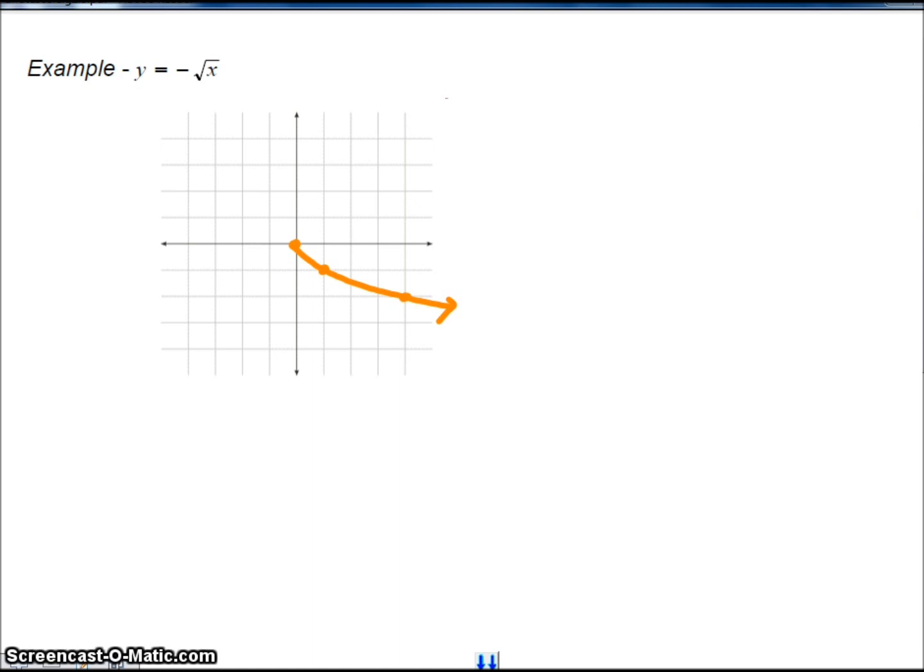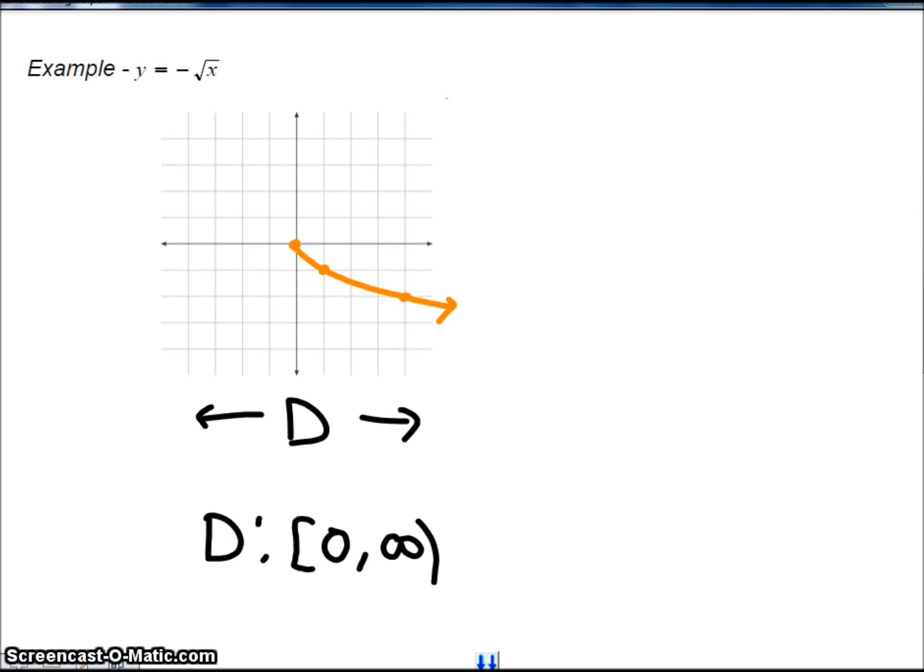You will also be asked to find the domain and range on a lot of these problems. So again, the domain is how far to the left the graph goes, how far to the right. In this case, it goes as far to the left as 0. It is limited. It doesn't go all the way to the left. It only gets as far to the left as x equals 0, but it does go forever to the right. So the domain is 0 to infinity.